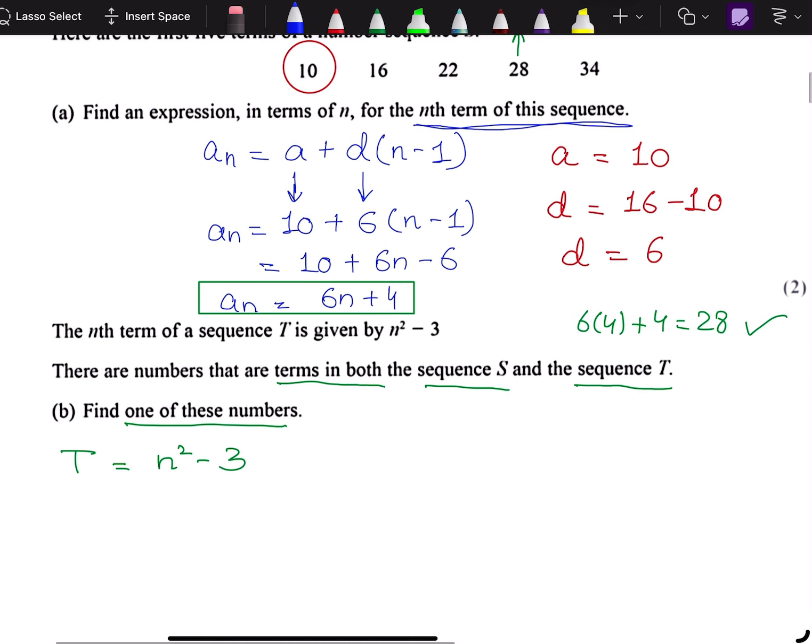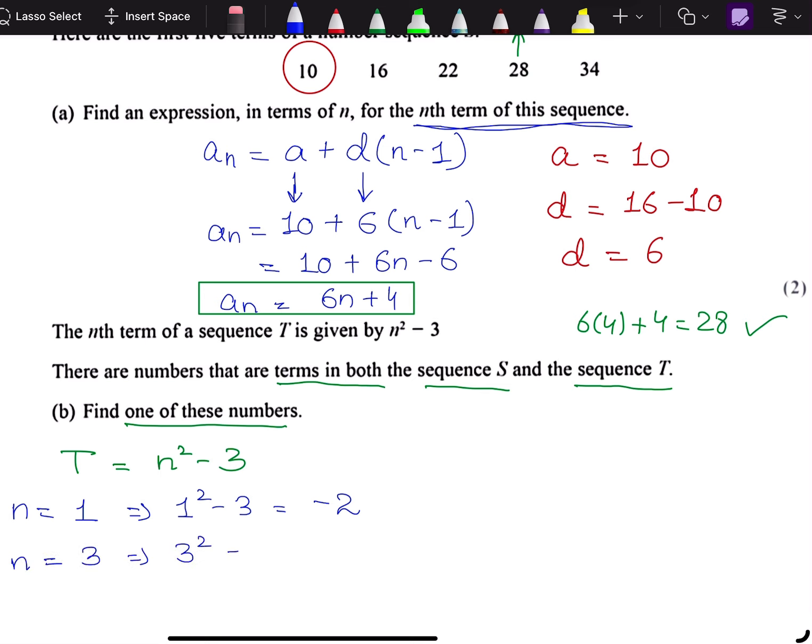It can be done with a simple hit and trial method. I can use different values of n and check for which value of n we get the same term in both the sequences S and T. Let's start off with n equals 1. 1 squared minus 3 is 1 minus 3, that would be negative 2. This cannot be the value because the sequence S is starting from 10. Let's take a bigger value, let's take 3. It will be 3 squared, which is 9, and 9 minus 3 would be 6. So this is also not matching.